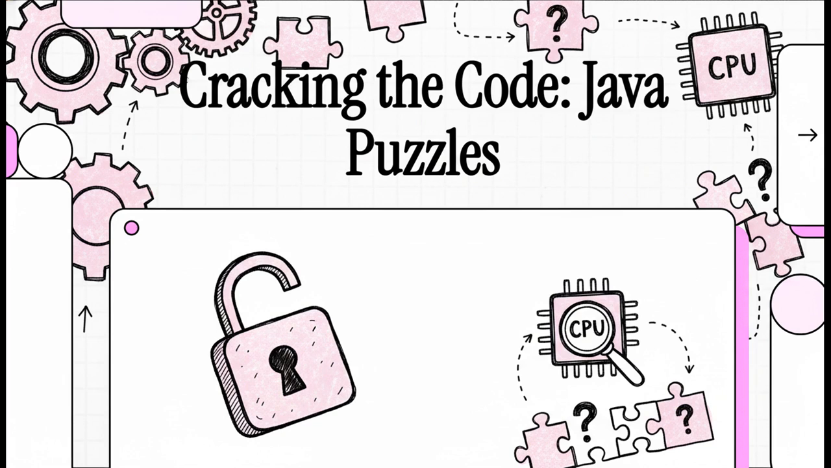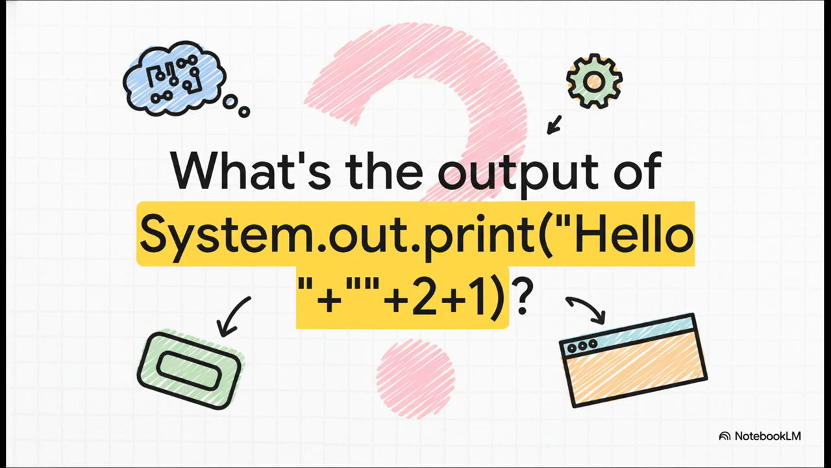Let's dive in. And we're kicking things off with a real classic, a true head-scratcher. Just take a look at this line of code. What do you think it actually prints out? Now, your first instinct, your gut, might be telling you hello 3. But what if it's hello 21? Have a think about it. Stick with me because by the end of this, you'll know the answer and the exact rule that makes it all click into place.